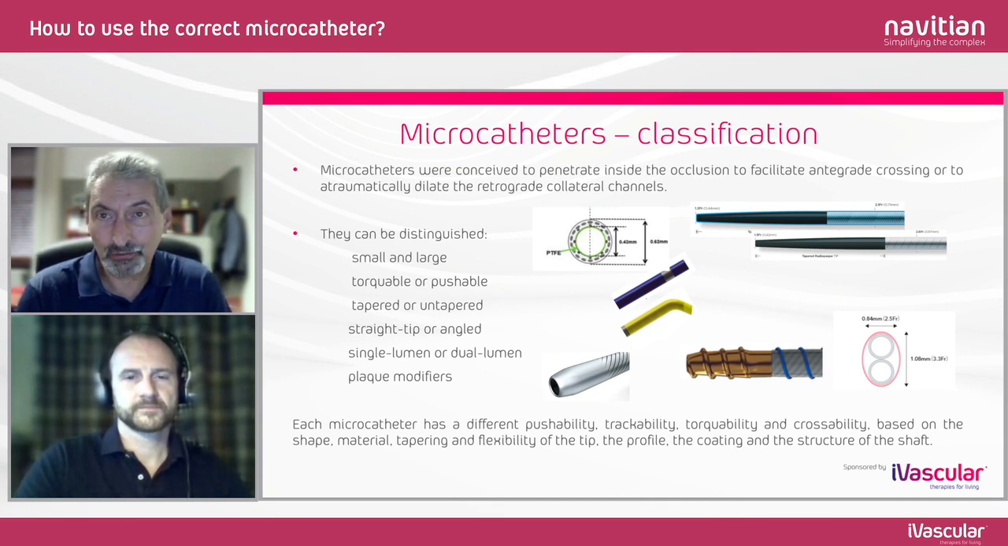Torqueability is also an issue. Some you can just push, some are made of multiple braided wires and have the ability to be truly torqued within the occlusion or to cross a collateral. They can be with a straight tip or can be angled. They can have a single lumen, they can be dual lumen catheters, and some have also an ability to screw them in with a spiral that gives more support when you are within the occlusion.